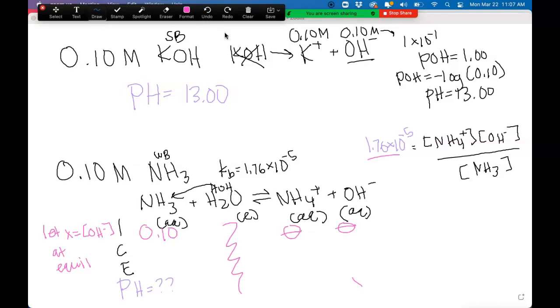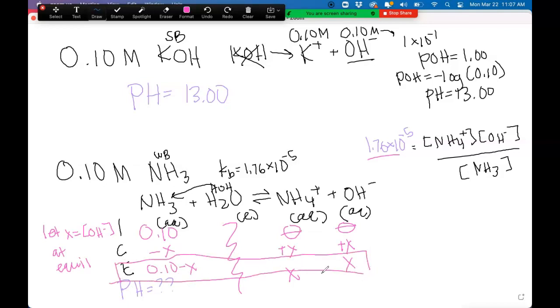Oops, sorry. E is equilibrium, so this is X. So I must have gained X. Remember, the change row is your stoichiometry, and everything is 1 to 1 to 1. So reactants lose concentration. Now I have all of my equilibrium values.